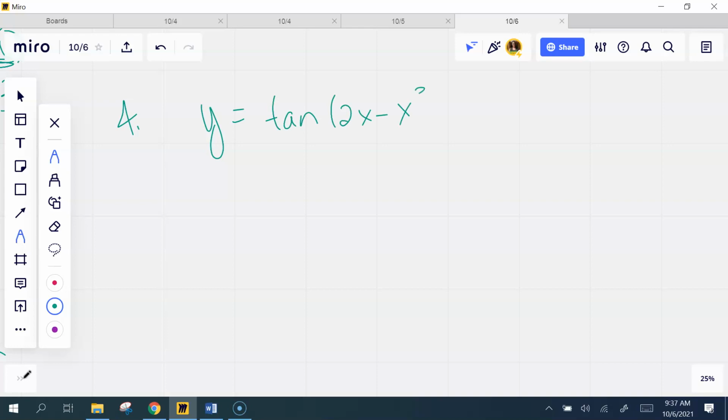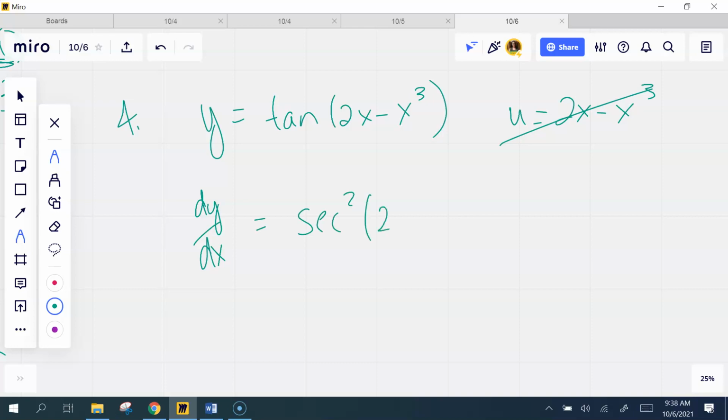So this one's set up a little bit weird. They tell you what the u is. They tell you what to use for the u. You really don't even need that to find the derivative of this. Okay, we know what u is. We know what that function is. How would I find the derivative of, okay. All right, secant squared what? 2x minus x. Remember, you have to leave the inside the same.